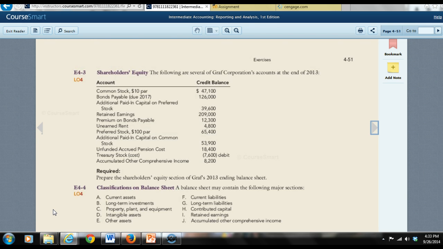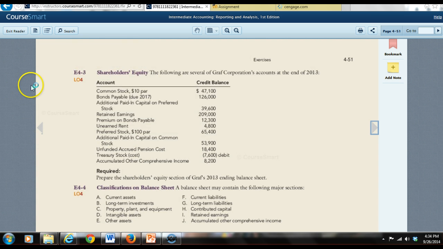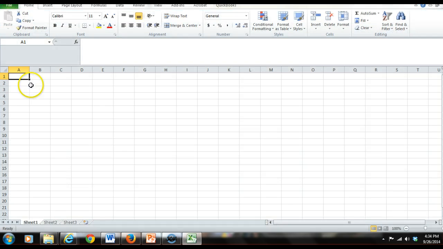Now, as you can see, there are some items such as bonds payable that would be in the liability section, and the premiums on bonds payable is a liability. Unearned rent, we're also aware, is a liability, along with the unfunded accrued pension cost. So when you go through these problems, make sure you only pick up those items that are applicable to the statement we're working on.